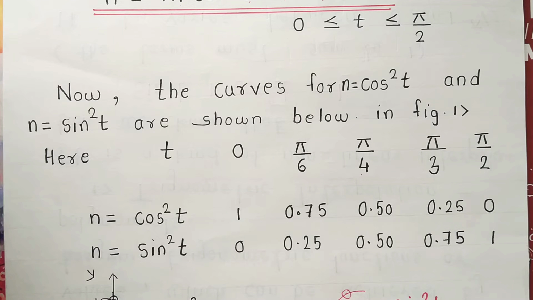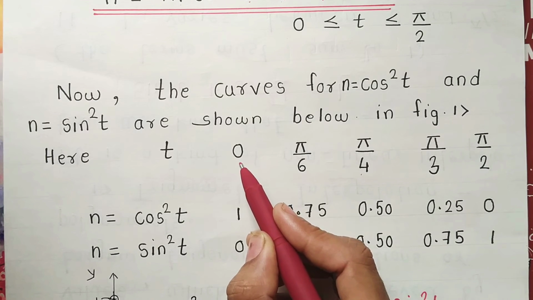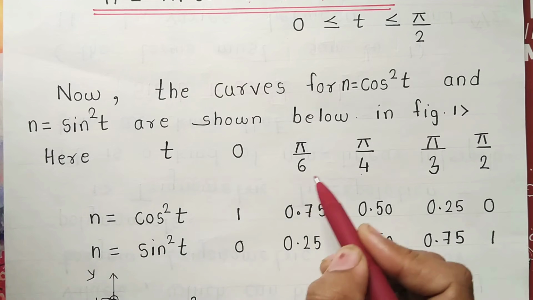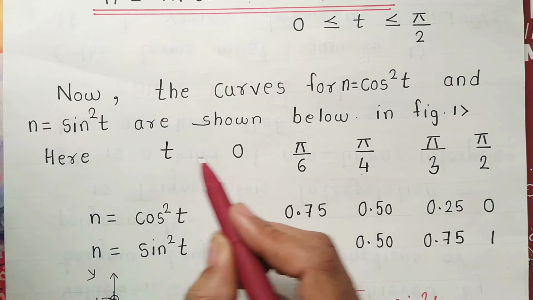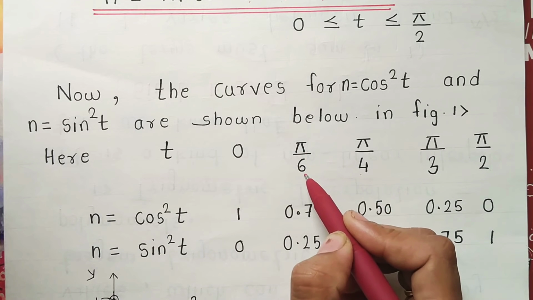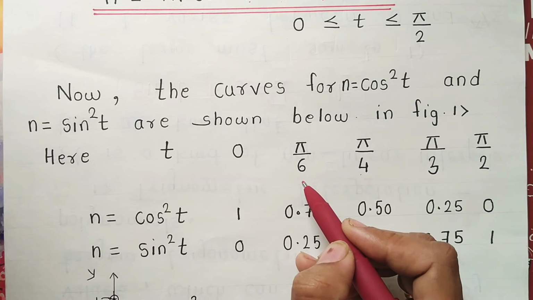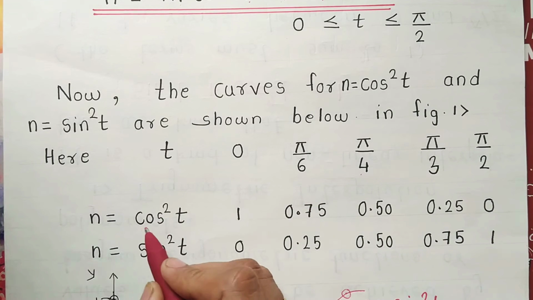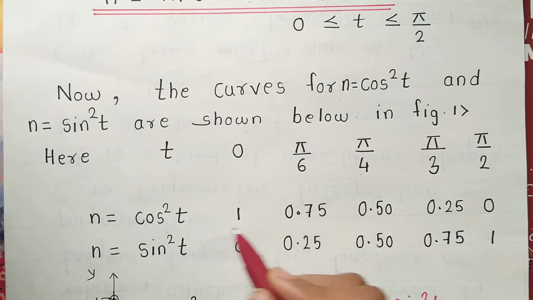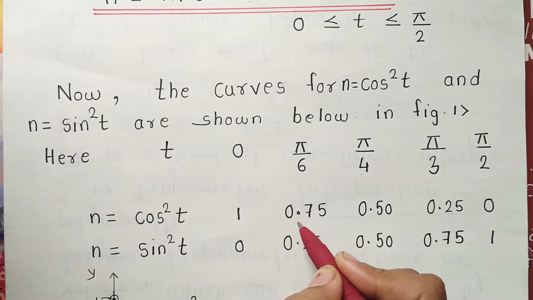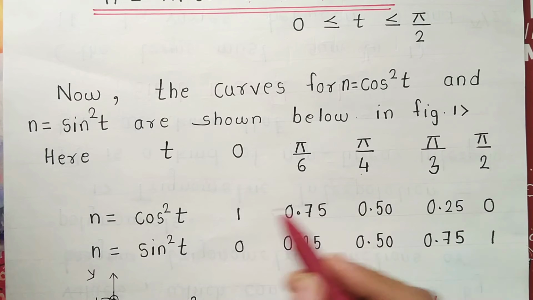Now put the value of t as 0. Then cos square of 0 is equal to 1. Put the value of t as pi by 6. Pi by 6 means 30 degree. Cos of 30 degree is root of 3 by 2. Now cos square of 30 degree means 3 by 4, and the value of 3 by 4 is 0.75.